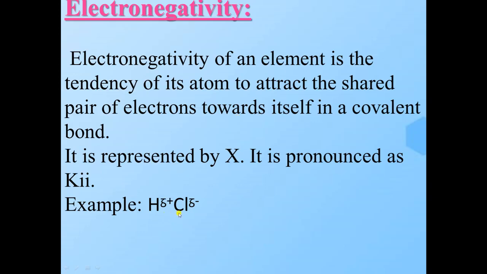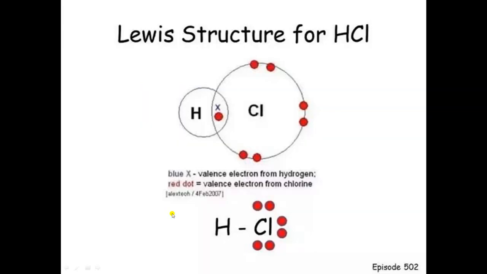For example, HCl. If you see the Lewis dot structure of HCl, then hydrogen has 1 valence electron and chlorine has 7 valence electrons. So after sharing the electron, hydrogen will complete its duplet and chlorine will complete its octet. So that means these electrons are shared by these two atoms. Now, chlorine atom is more electronegative. Electronegative means that this atom will attract the shared pair of electron towards itself. So the position of these two electrons is slightly more towards the chlorine atom.